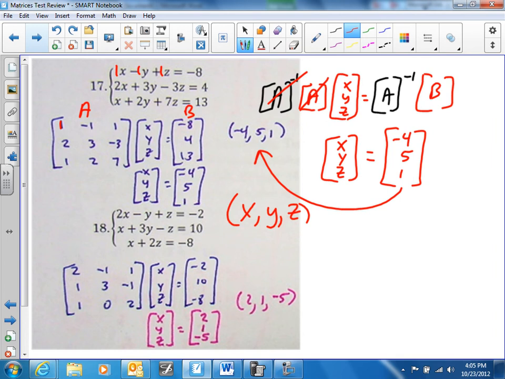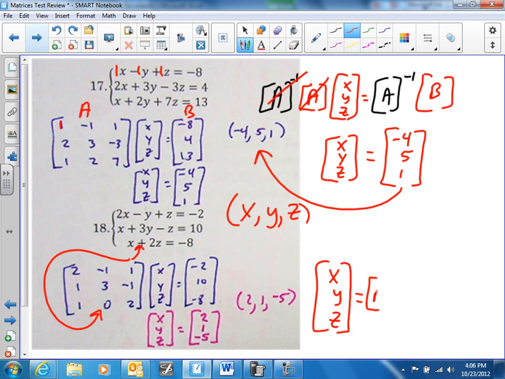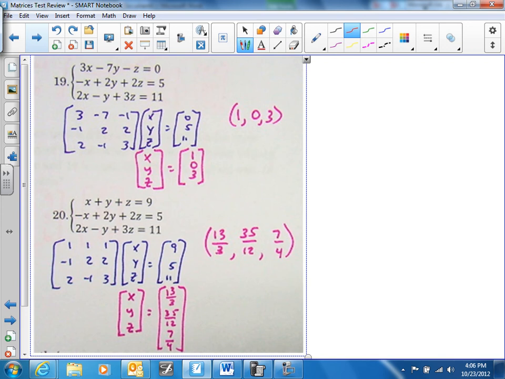18 is the same way. Notice here, there's a Y missing. So in that case, we put a 0 in place of Y. Same concept. You're going to do X, Y, Z is equal to the inverse of matrix A times matrix B, and that gives you this answer of 2, 1, negative 5. All right, number 19 and 20 are exactly the same way as 17 and 18. It's just more repetition for you.